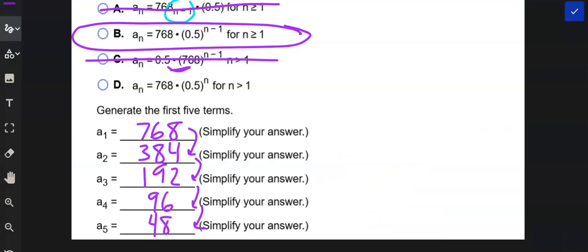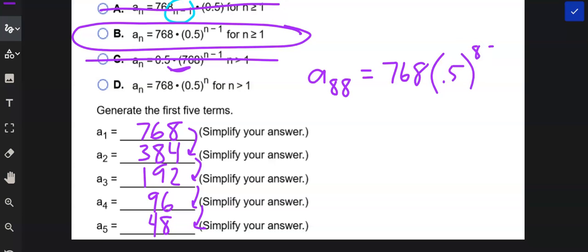So those were the answers we had there, and many of you got those correct. Well done. Just multiplying by half each time. What if I ask for the 88th term? Now you're not going to want to keep multiplying by half, so you're going to switch to the explicit formula. So 768 times 0.5 to the 88 minus 1. So please use a calculator. You're probably going to come up with a decimal on this because it's probably not going to be nice.